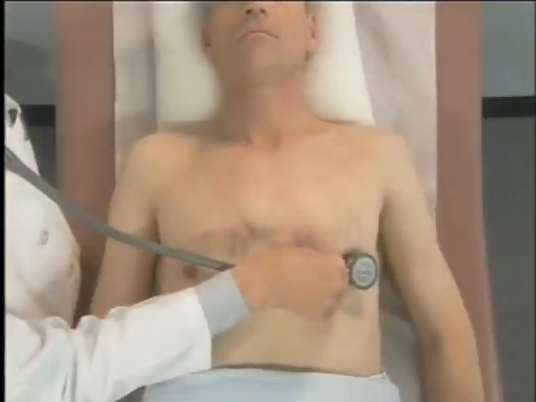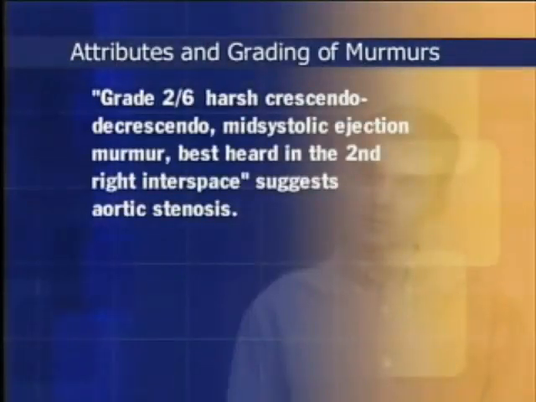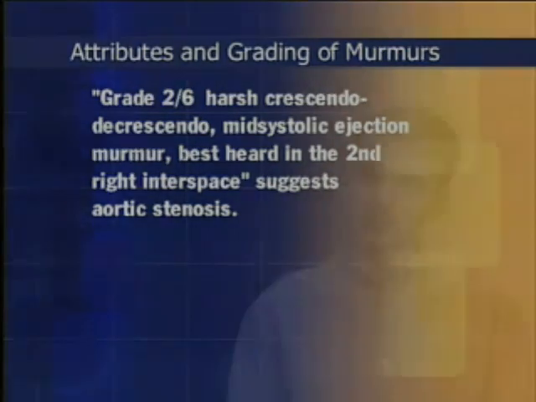You should learn the characteristics of murmurs arising from each of the valvular lesions, and then use these terms when you describe them. For example, a grade 2/6 harsh, crescendo-decrescendo, mid-systolic ejection murmur, best heard in the second right interspace, suggests aortic stenosis.